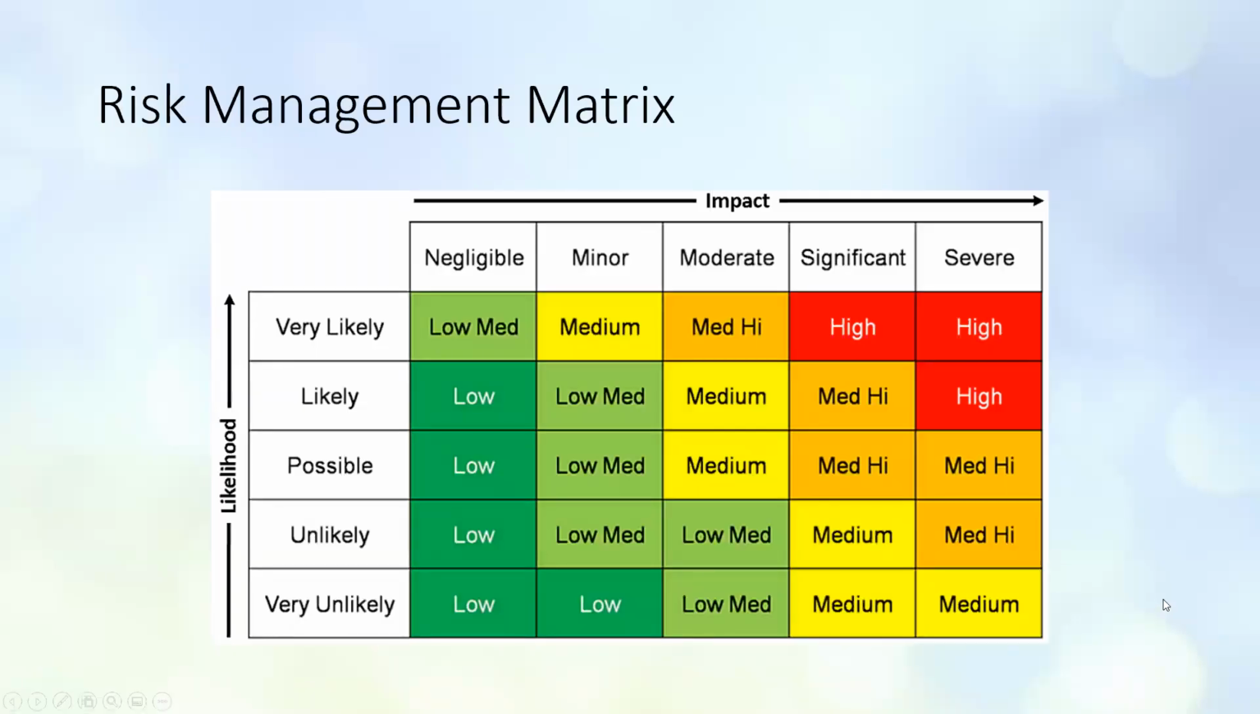So this is just an image of the risk management matrix. And this is one of the tools that can be used to categorize risk and to be able to see where the risk falls. Is it very likely to happen? How severe would the impact be to the project? So this is just an image of a tool that can be used in risk management.